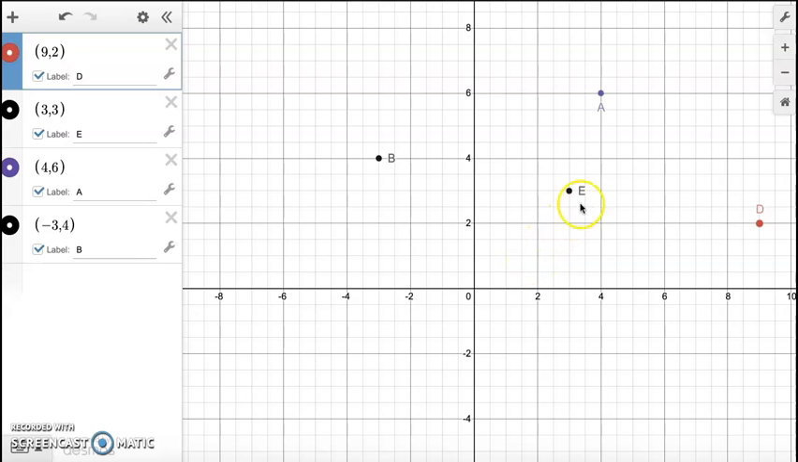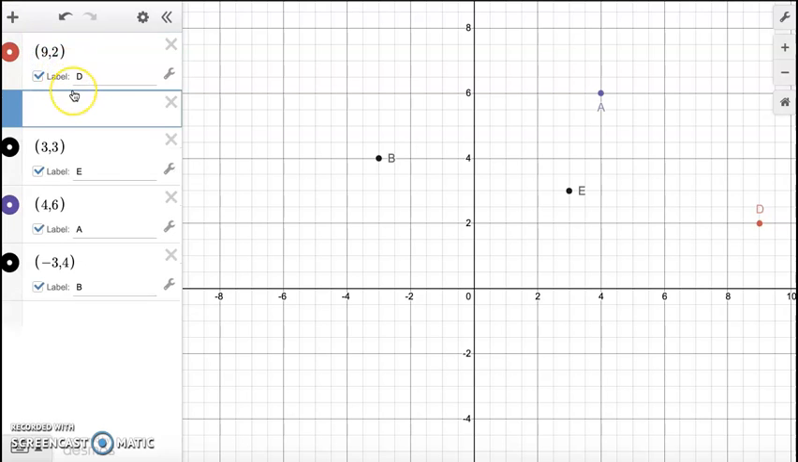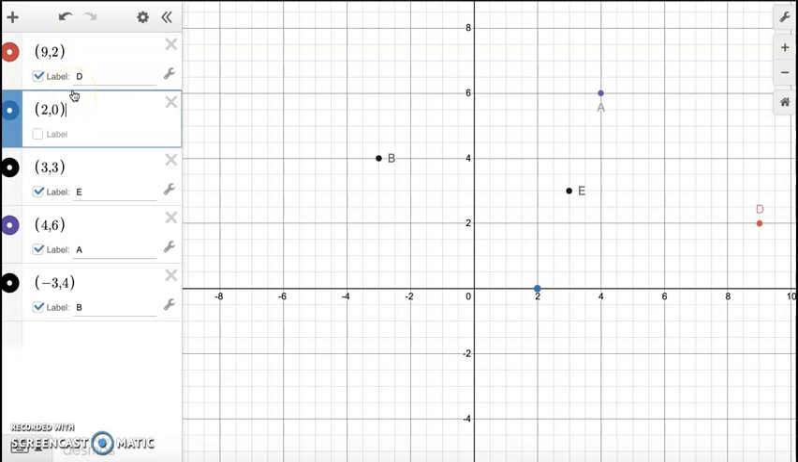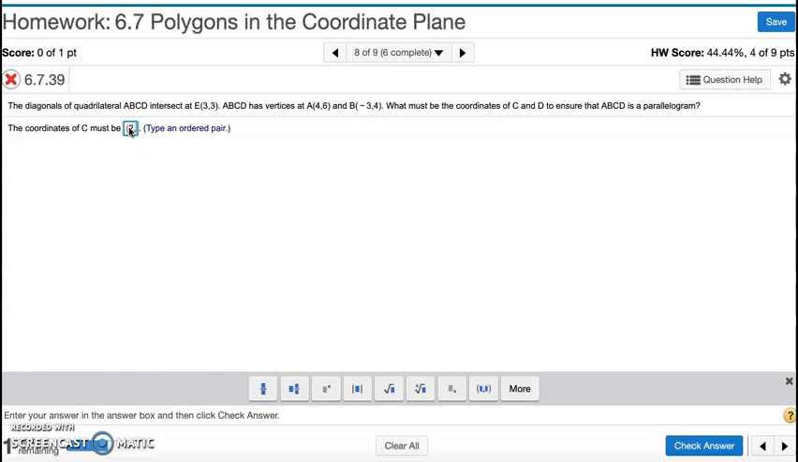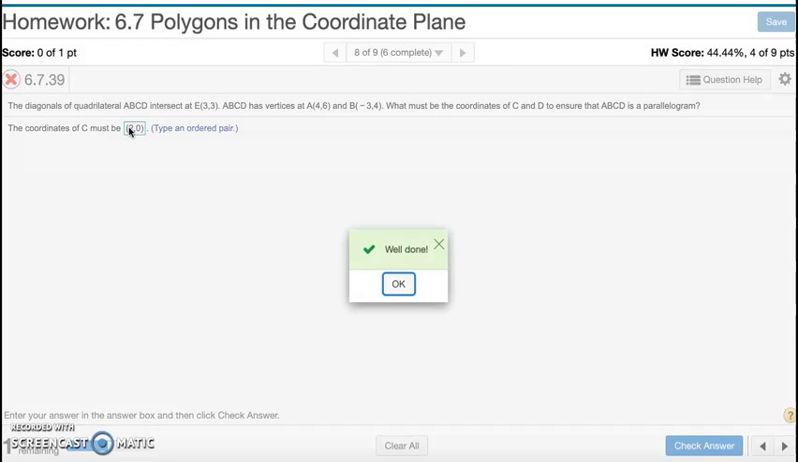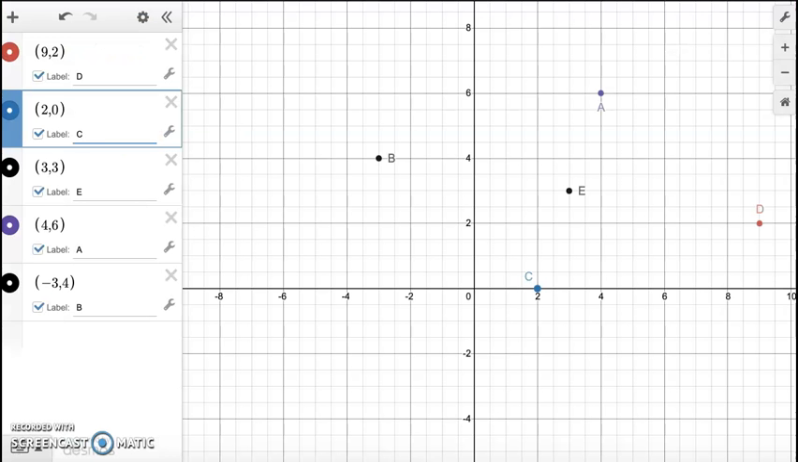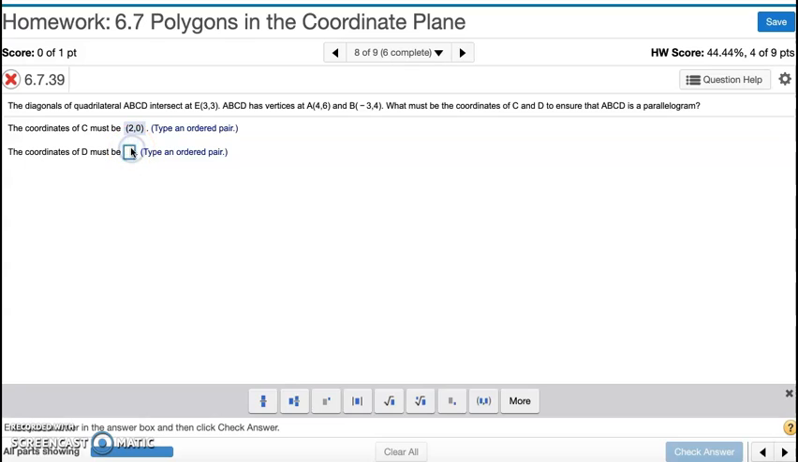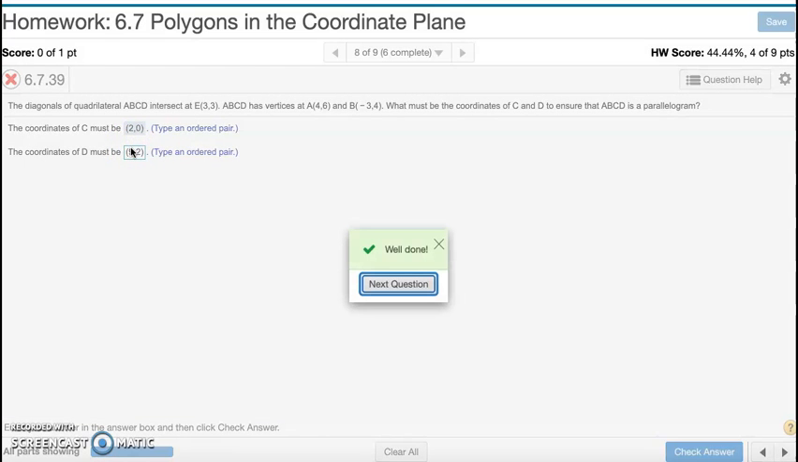Now let's find C. Going from A to E, I go down 1, 2, 3, then to the left 1. So I go down 1, 2, 3, to the left 1 at 2, 0. So that would be C. So let's put those in. So C is 2, 0. And D must be 9, 2. And that's number 8.